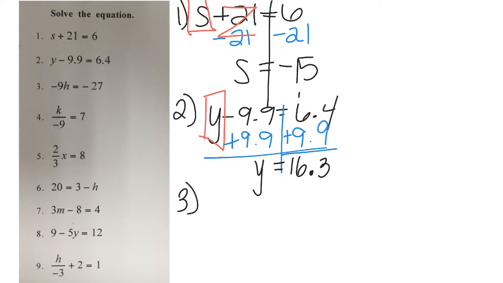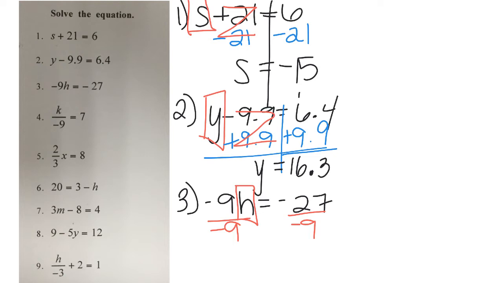Number 3, negative 9h equals negative 27. We need to get h by itself. Negative 9h means negative 9 times h, so we're going to undo the multiplication by dividing. Remember that zeroes out. So we're going to divide by negative 9, divide by negative 9, and negative 9 divided by negative 9 is 1. So this is 1h equals positive 3. When we're multiplying and dividing, same sign will be positive. So it's a positive 3.